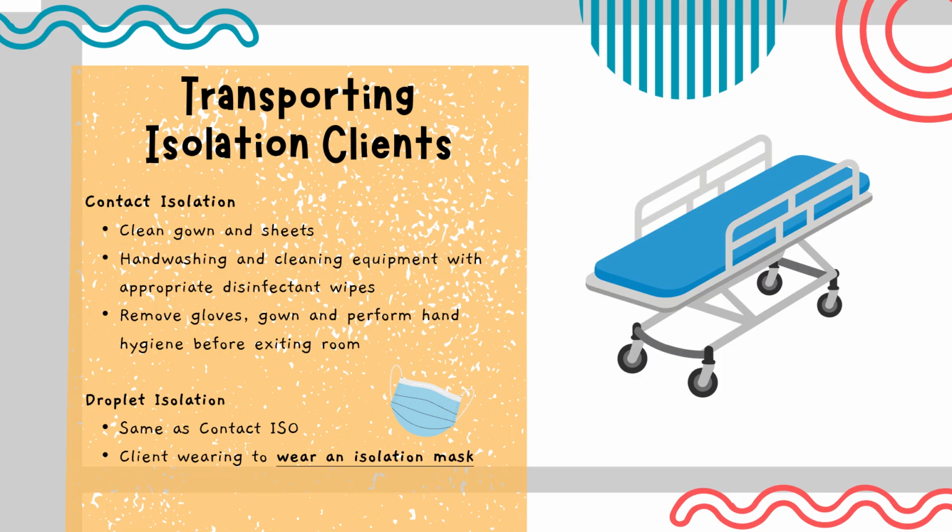If you have a droplet isolation, you're going to do all the same things as with contact. So making sure the patient has a clean gown, clean sheets, performing hand hygiene, cleaning all the equipment with the appropriate disinfectant wipe, removing your gloves and gown, performing hand hygiene, and then on top of that, your patient has to wear an isolation mask. So that is the difference between contact and droplet isolation when transporting your isolation clients.